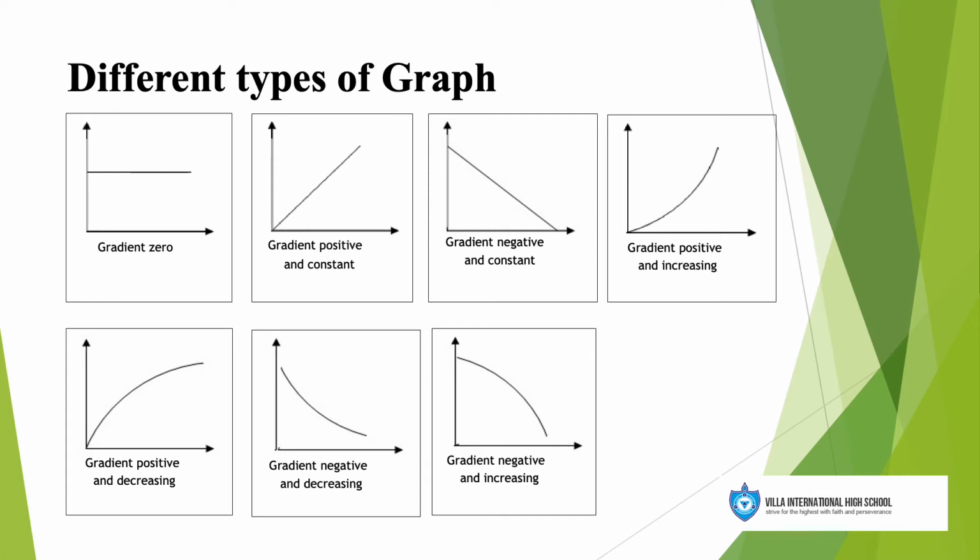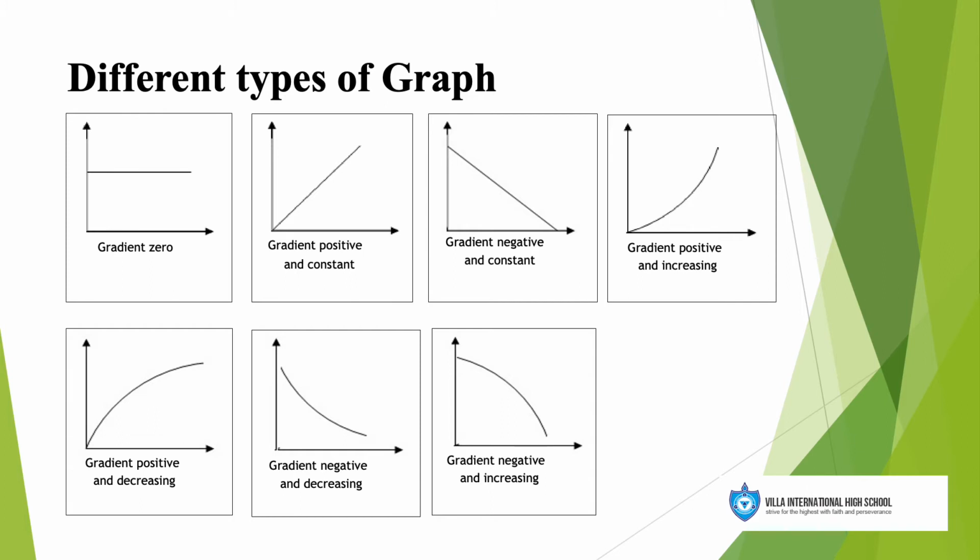And the gradient is increasing, which means that at the beginning the slope is less, then when it is moving up, the slope is increasing, which means that the gradient is increasing. So remember, the fourth graph: gradient is positive and the gradient is increasing.